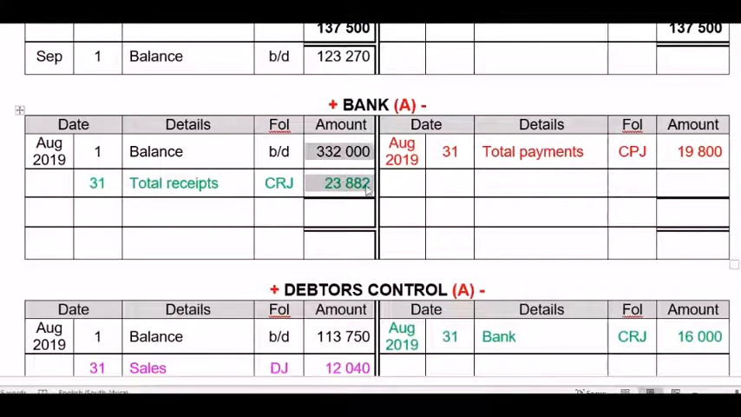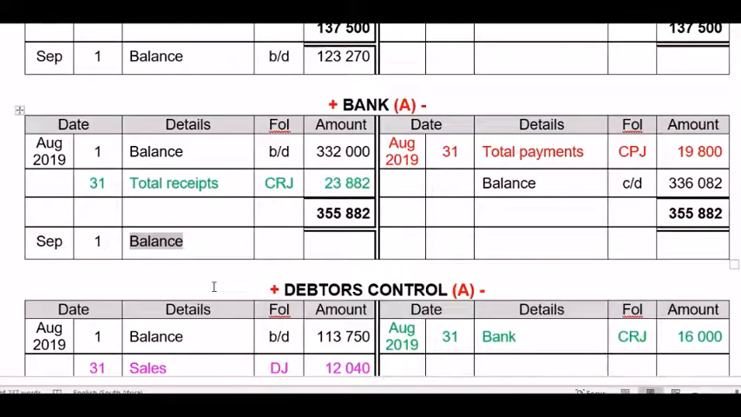The same with bank. You total the values on the plus side and you write the answer in the double lines on both sides. Then on the minus side, you minus 355,882 minus 19,800 gives you 336,082. What is that? The balance that you will carry down to the next month. Okay, so on the 1st of September, the balance that you have brought down from the previous month, in other words, the balance that you will start with in your bank account is 336,082. These two values must always be the same. If they're not the same, you actually lose a mark.